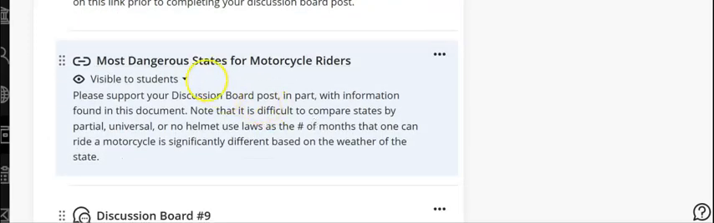And then the last thing that you'll need to do for your discussion board is review this article that talks about the most dangerous states for motorcycle riders. And you're going to be using this information in your post.